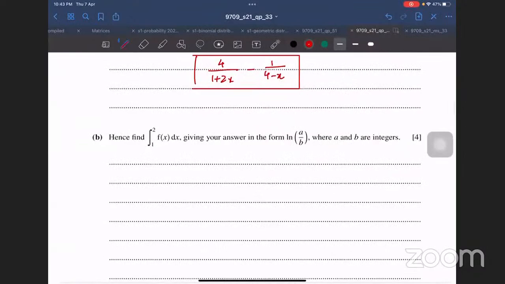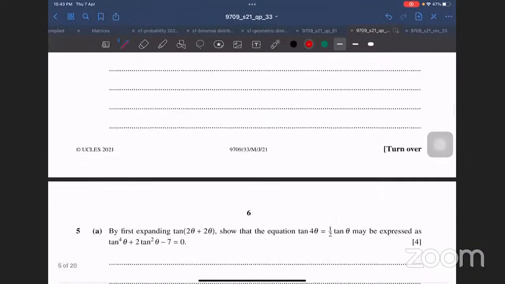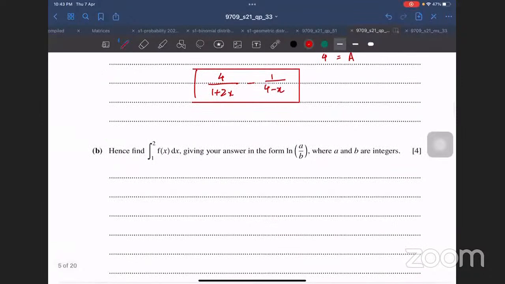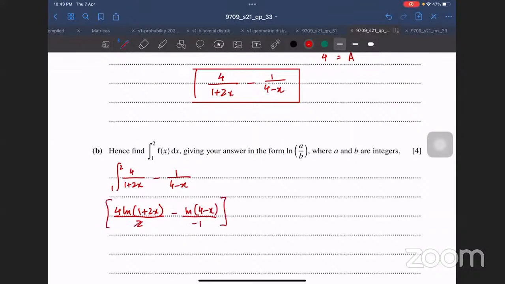Then it says integrate both of these, giving you an answer in the form given. It's a 4-mark question with very little space. So I'm going to integrate it carefully. So this becomes 4 ln(1 plus 2x) divided by 2 minus ln(4 minus x) divided by -1. So I get 2 ln(1 plus 2x) plus ln(4 minus x).